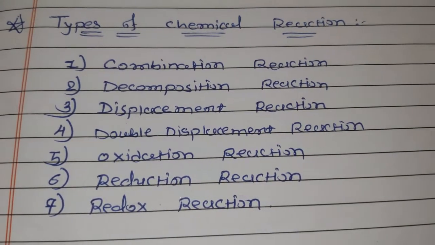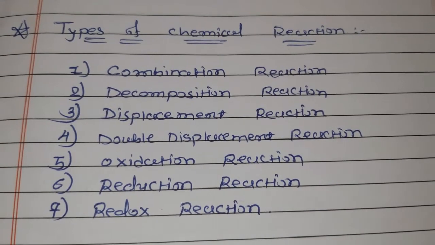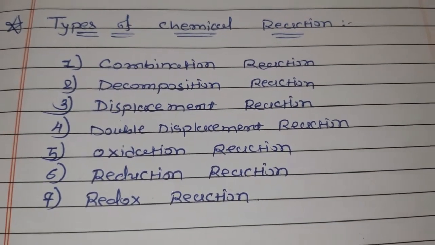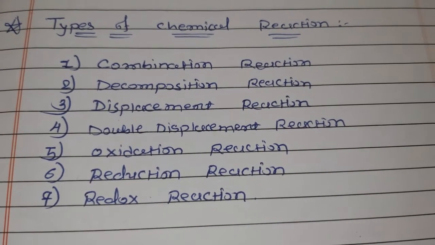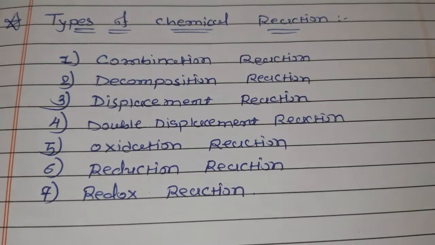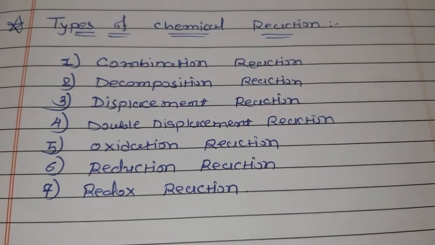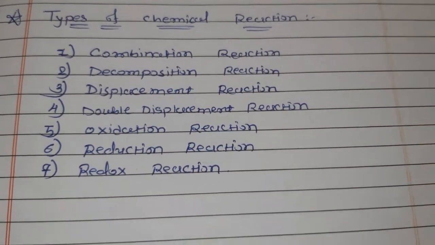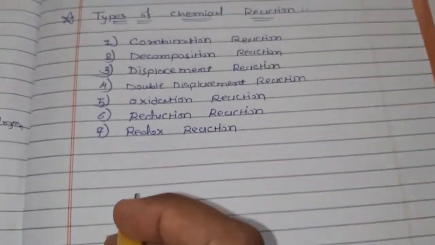There are many types of chemical reaction. The first one is the combination reaction, second is the decomposition reaction, third is the displacement reaction, fourth is the double displacement reaction, fifth is the oxidation reaction, sixth is the reduction reaction, and the last one is the redox reaction. So let's go with the examples.